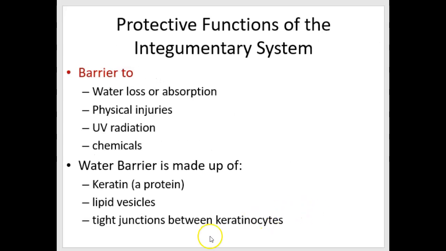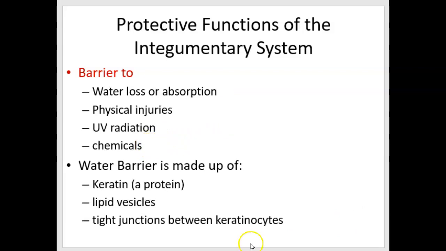So we're going to look at these functions in a little bit more detail, particularly the protective function of the skin. So the skin forms a barrier to the loss or absorption of water, so water homeostasis. It also protects deeper organs from physical injury. There are cells in the skin that help protect deeper layers of the body from UV radiation. Even though the skin is exposed to the UV radiation, more vital organs won't be. And the skin provides a barrier to chemicals.